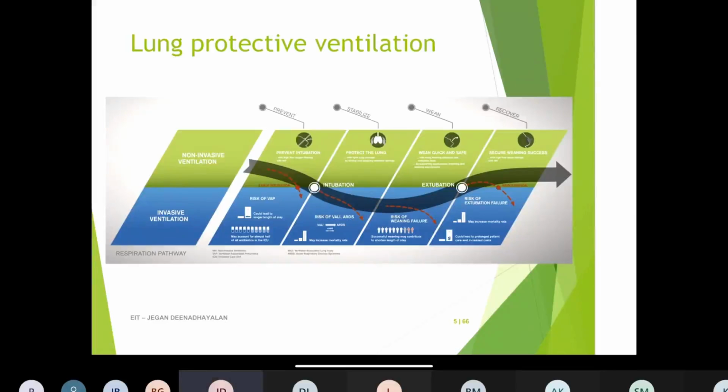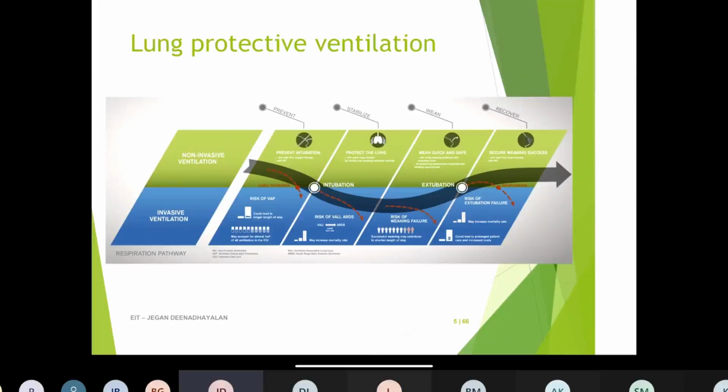Our focus in clinical practice is lung protection. We are not only ventilating a patient, we are also focusing on protective ventilation, from the start of ventilation up to recovery and the extubation phase of the ventilation therapy. As shown in the image, we start with non-invasive ventilation. Why do we try to provide non-invasive ventilation? Because we are trying to prevent intubation.